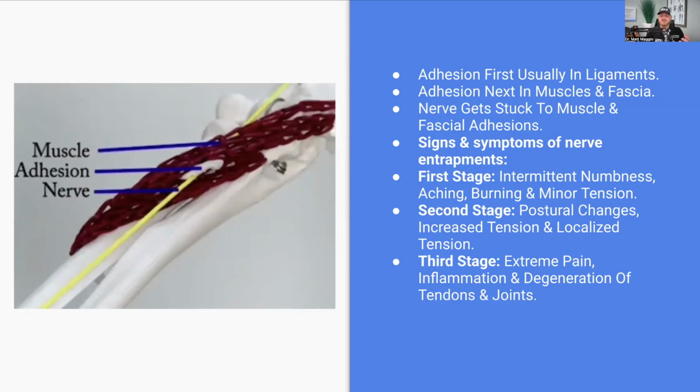And third stage is when they're going to be in extreme pain. There's going to be a lot of inflammation. Now you're going to start to see some degeneration of the tendons in the joint. So like I said, it starts in the ligament, then it goes to the muscles and fascia, then goes to the nerves, and then those postural distortions happen. And then what it does is puts the cartilage in a bad place, the discs in a bad place, the tendons in a bad place. So the force continues, has to go somewhere, and then it goes from there.